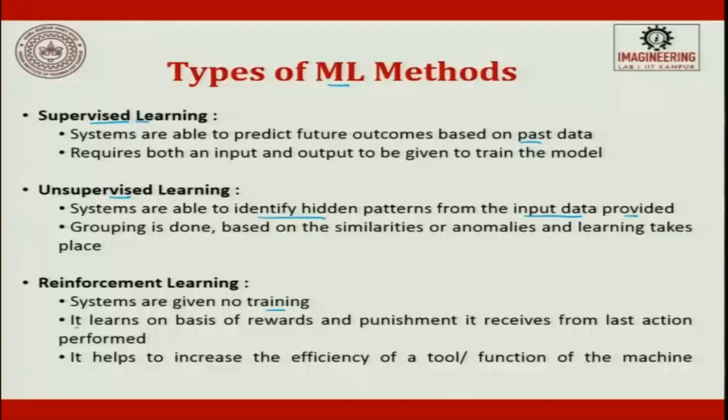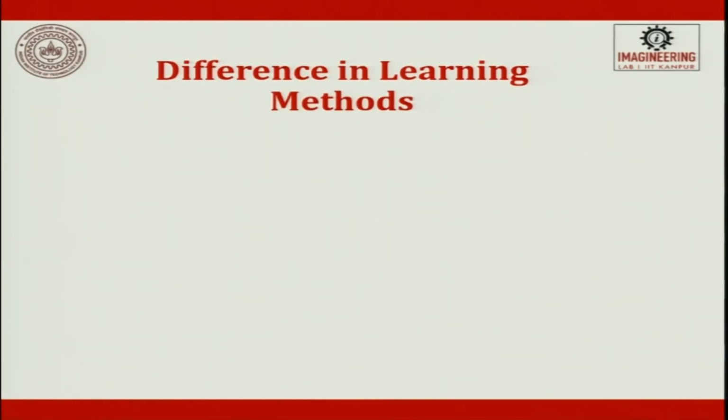The same way, it learns on the basis of rewards and punishment it receives from the last action performed. So that is reinforced learning. It helps to increase the efficiency of a tool and the function of a machine. So these are the different types of machine learning. Now that we have learned the different methods, let us see the advantages and disadvantages of supervised, unsupervised and reinforced learning. So, let me write down the properties.